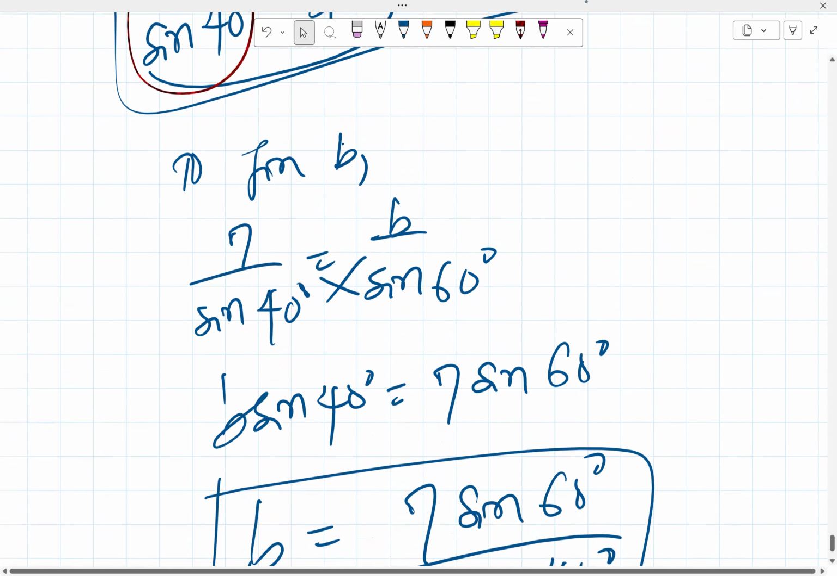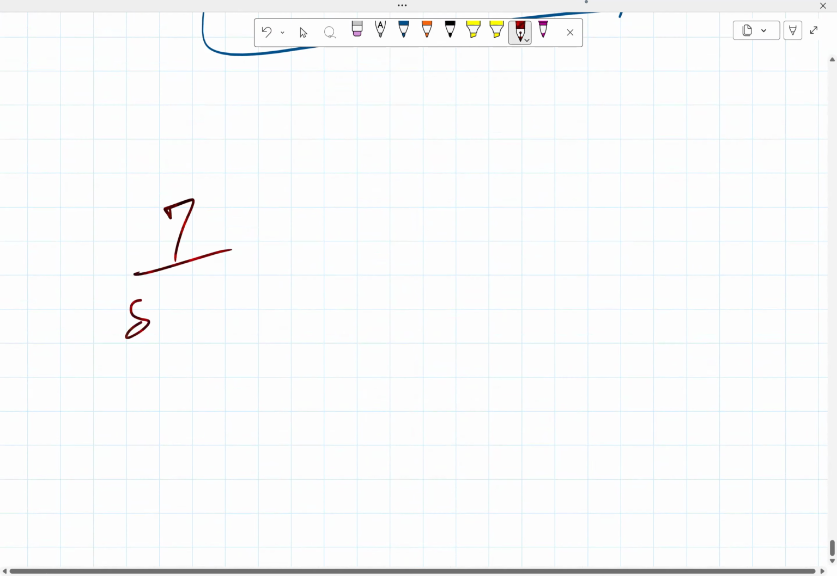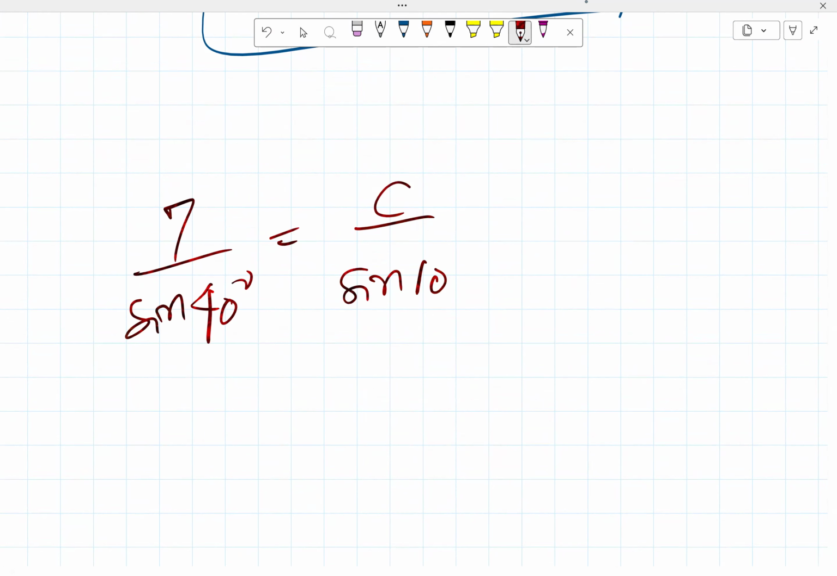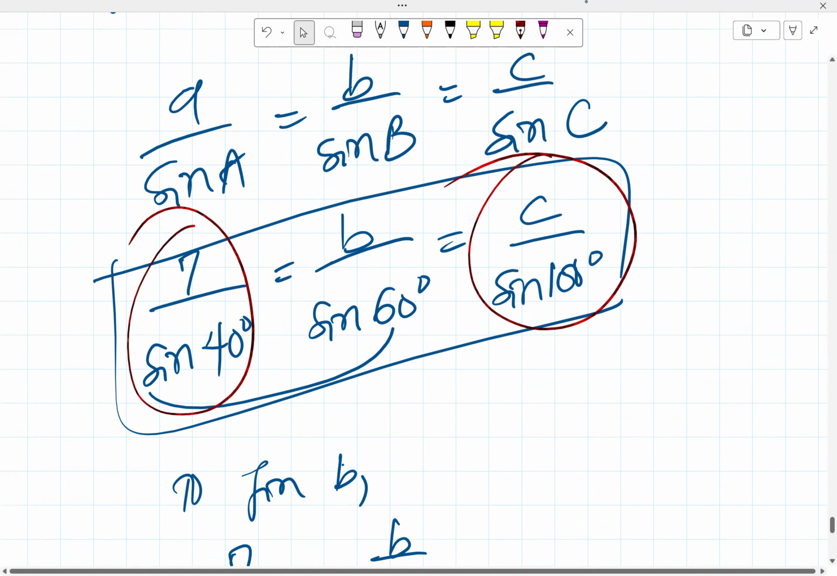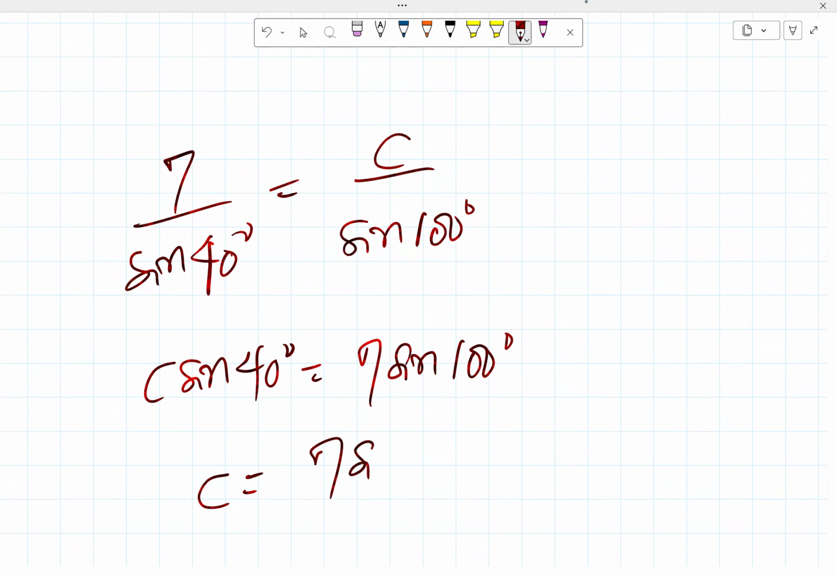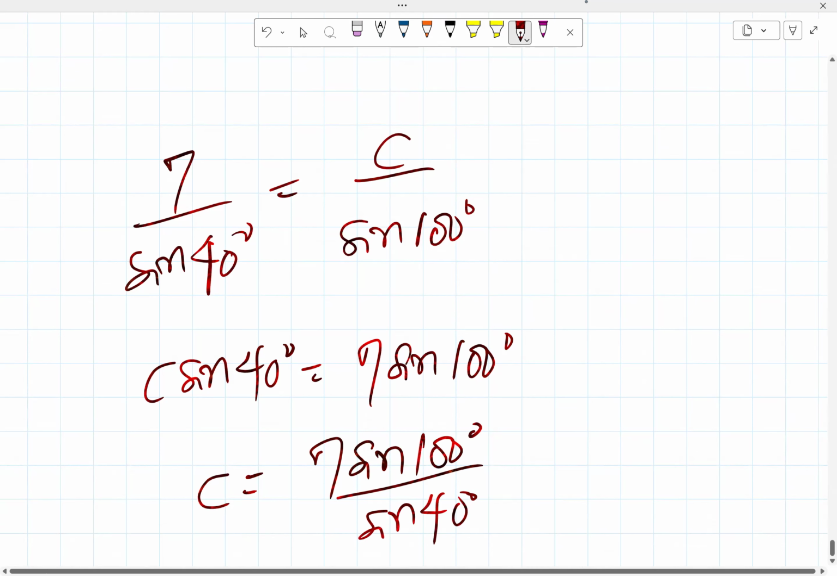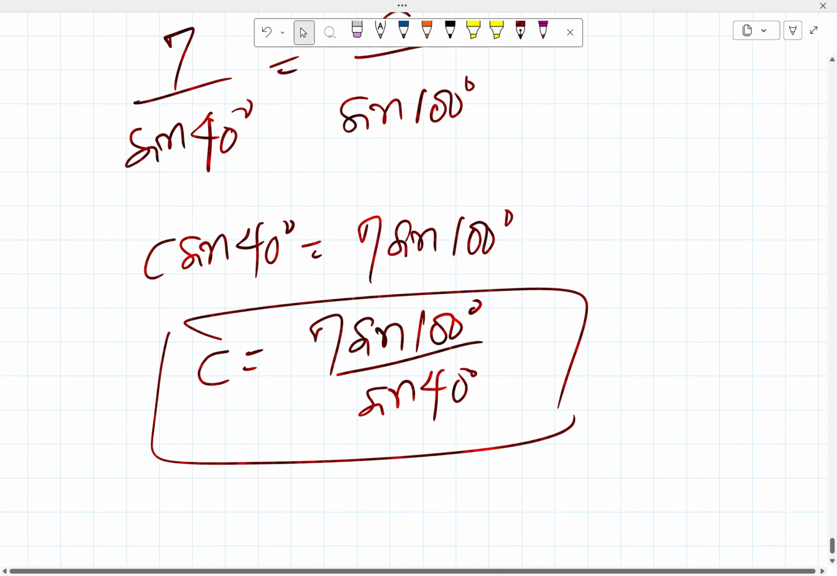So then to find c, you just carry what you know together with what you don't know, and you can find c. So you have 7 over sine 40 degrees is equal to c over sine 100 degrees. Since the law tells us they are equal, you can look for c now. So you have c sine 40 degrees equals 7 sine 100 degrees. So c is 7 sine 100 degrees all over sine 40 degrees. And that's what you have for c. You can punch your calculator to get all of that in decimal.